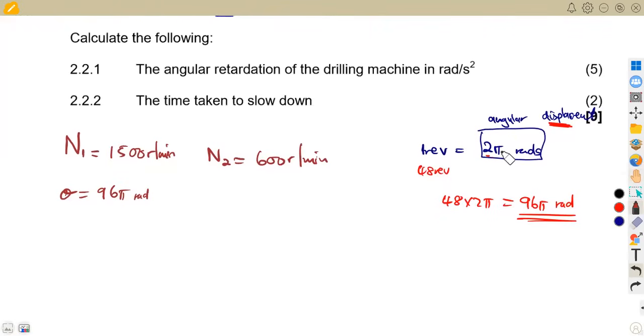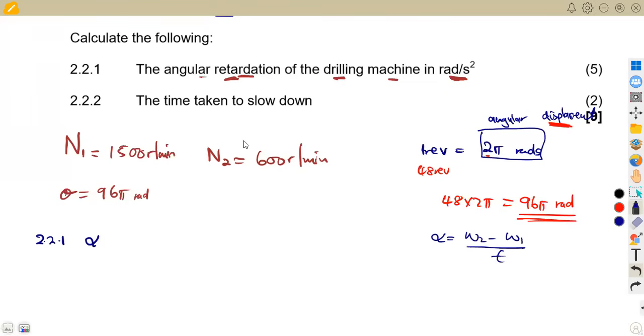So let us see our question. Calculate the following: the angular retardation of the drilling machine in rad per square second, the angular retardation, which is our alpha. Remember, on those formulas that we talked about, our alpha was supposed to be given as the change in omega, which is omega 2 minus omega 1 over t. But we do not have the time here. So where are we going to obtain our time?